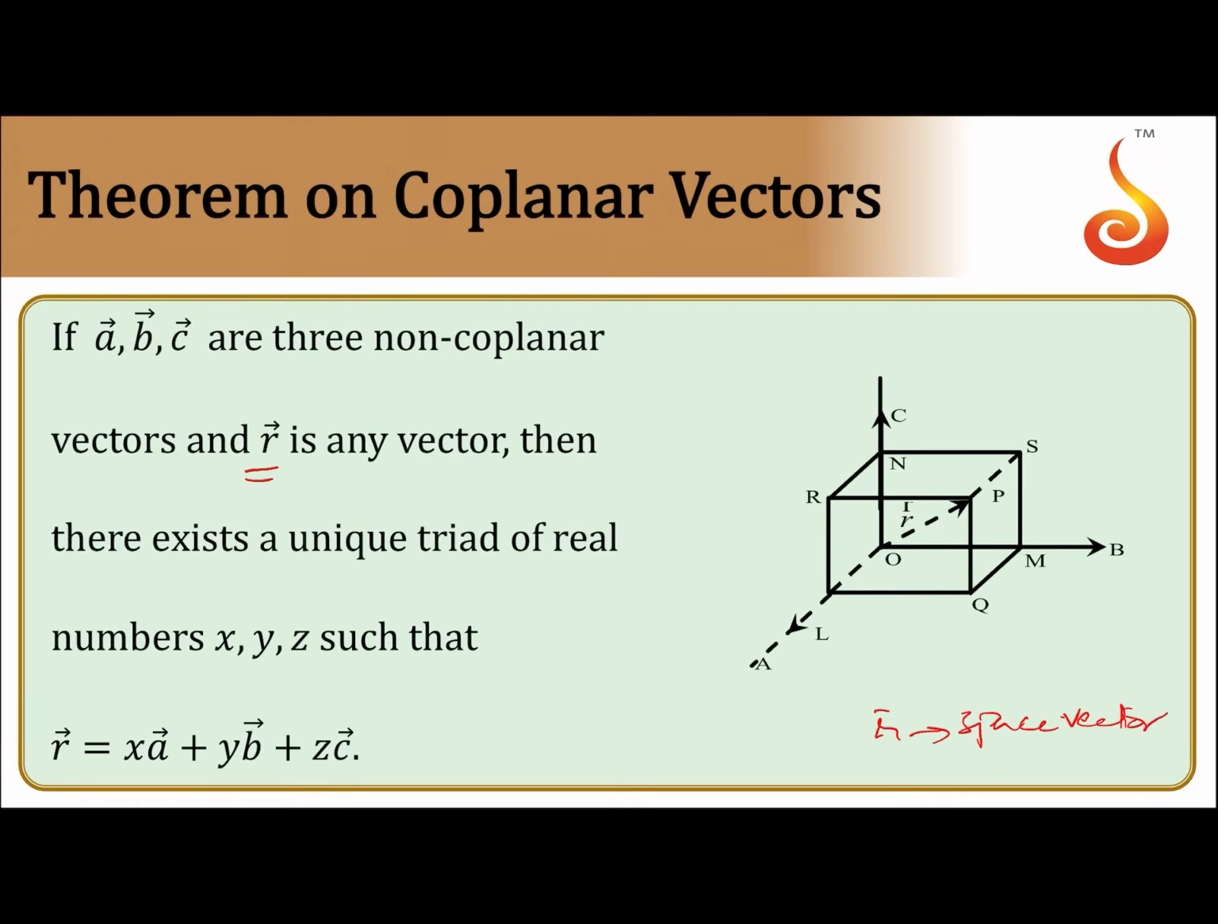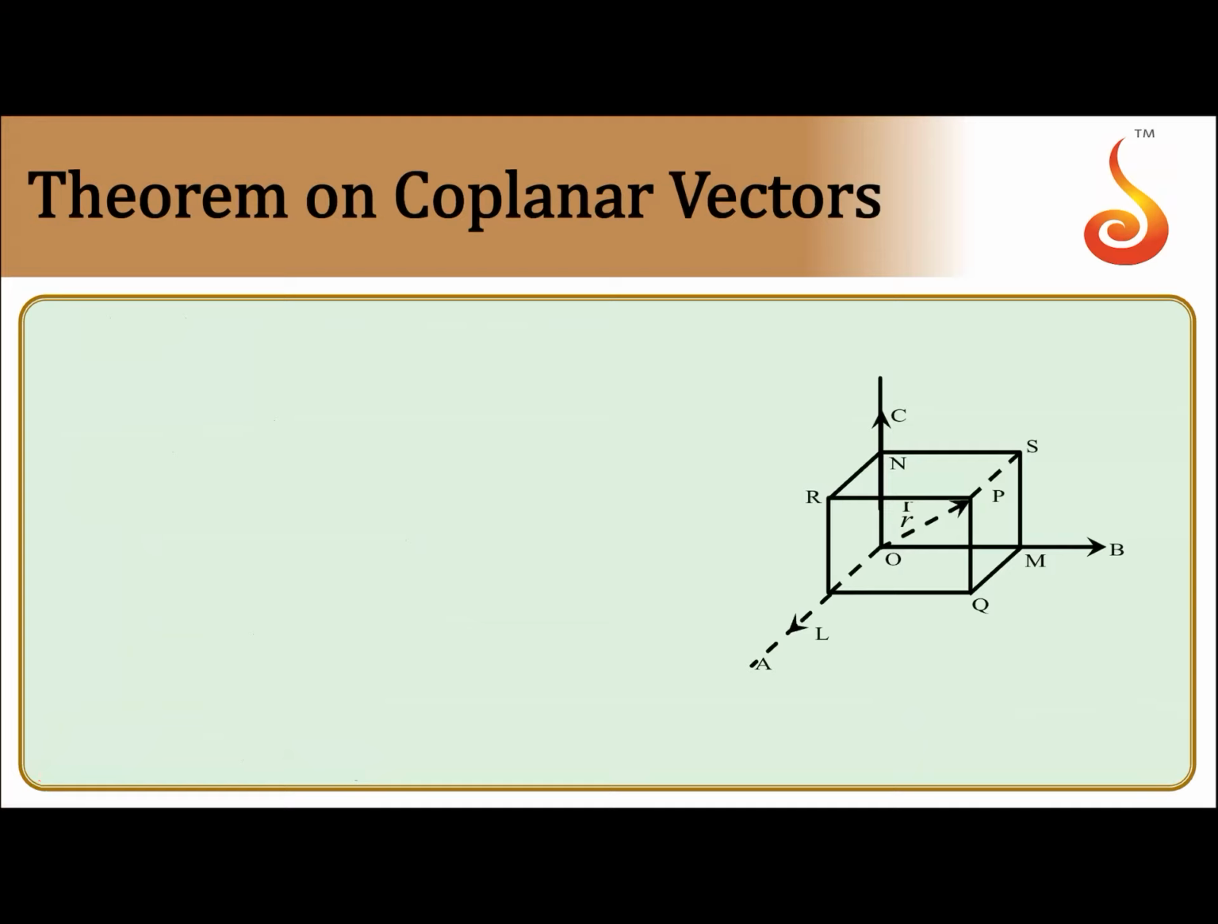There exists a space vector R bar which can uniquely be written in the form R bar equals XA bar plus YB bar plus ZC bar. So if A, B, C are non-coplanar, there exists a vector R bar which can uniquely be represented as R bar equals XA bar plus YB bar plus ZC bar, where X, Y, Z are unique scalars. How do you go about this?